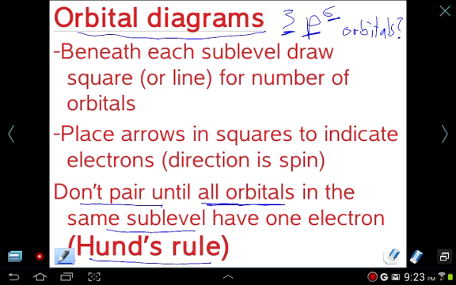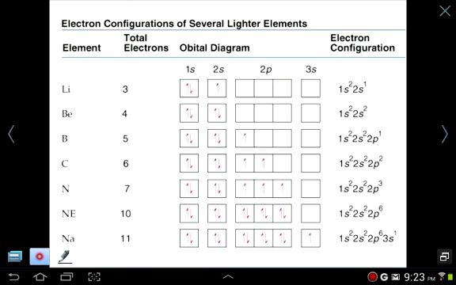And I'll show you what this means, but this rule will actually be very important to follow as we go along here. So if you take a look, these are orbital diagrams. So here's the electron configuration of carbon. Carbon has 6 electrons. You got 1s2, 2s2, 2p2.